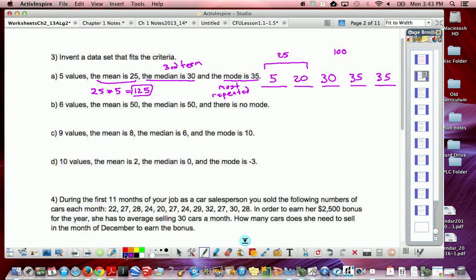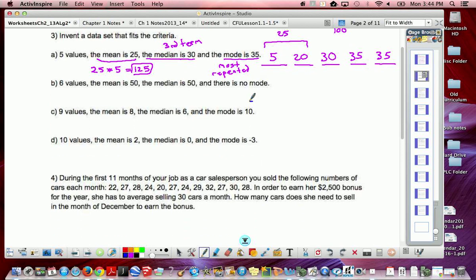All right, B, same type of problem, just different conditions. So I now have 6 values, 1, 2, 3, 4, 5, 6. The mean is 50, so 6 times 50, in this case, is 300. So all those data points must add up to 300. Okay? The median is 50. So what that means here is that the middle term, or the average of the third and fourth term, must average to 50.